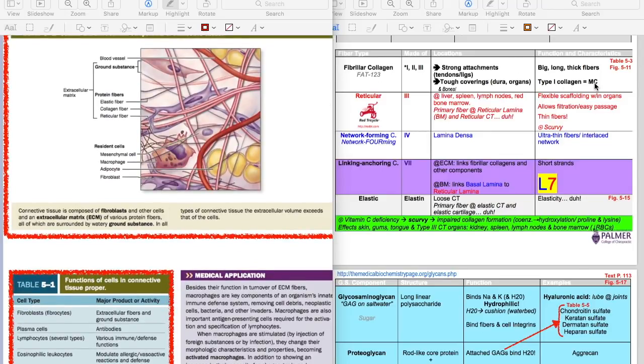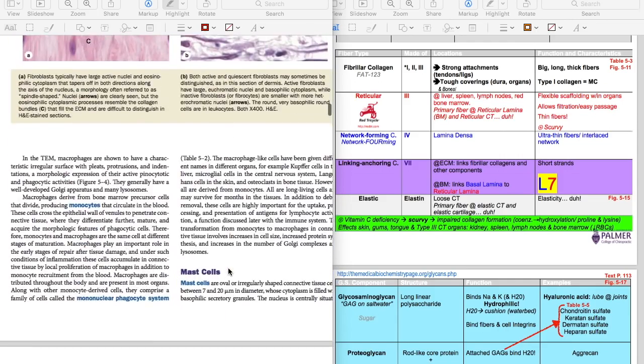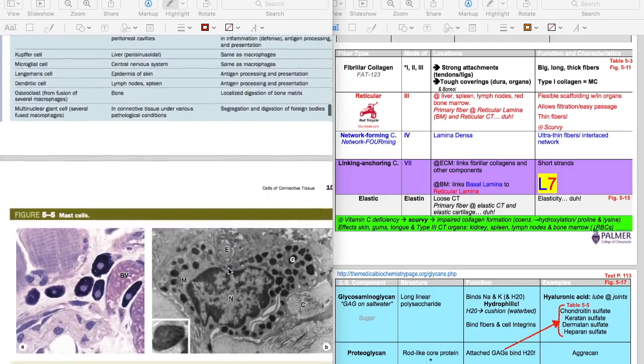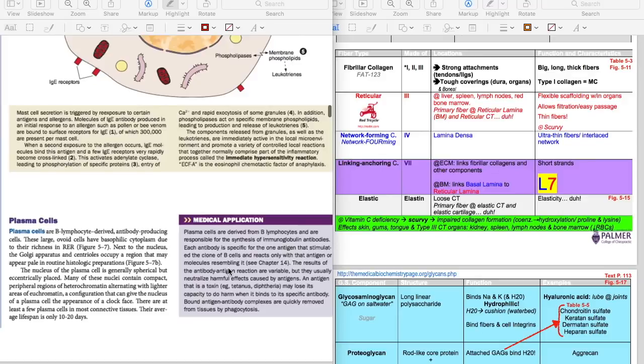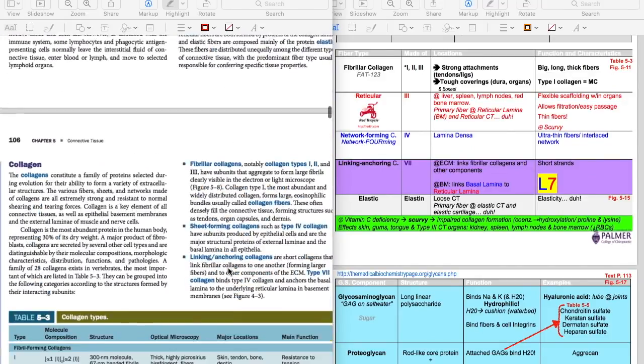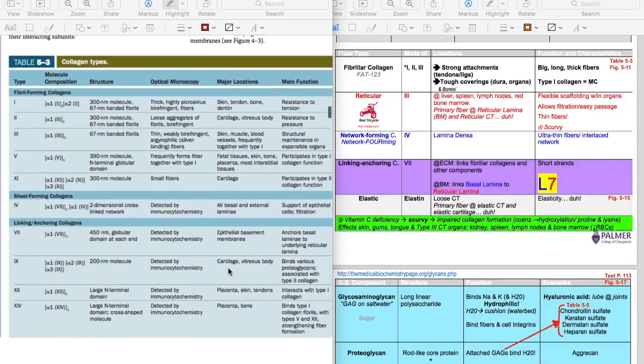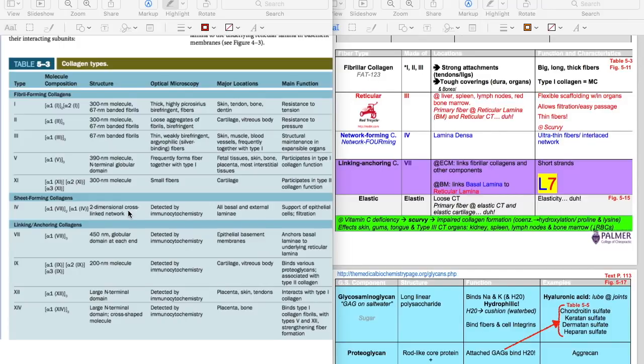Okay. So back to where we were going, which is table 5-3 in the text. Come down here. Table 5.3. There we go. This has way more details than you need, but it will have all the different types of collagen fibers plus some, and it's going to have details you don't need, like the size of the structure. You don't need to know the molecule composition. You don't need to know what it looks like under a microscope.